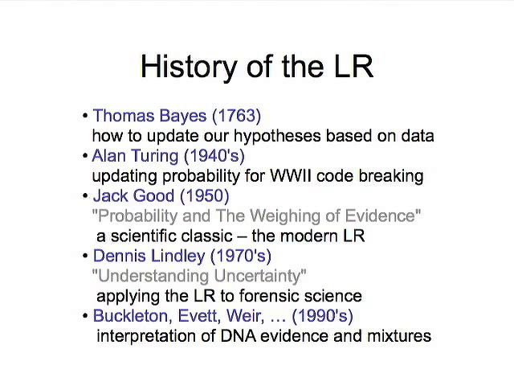And Jack Good, who worked with Alan Turing, got this into more popular science and statistics with his classic book, Probability and the Weighing of Evidence. Chapter 6 is fantastic if you can just read it. It's written for scientists, not for statisticians.